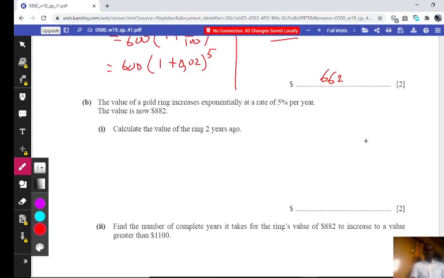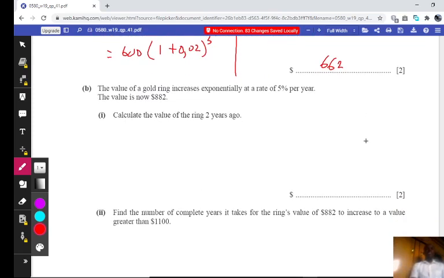Right, next. The value of a gold ring increases exponentially at a rate of 5% per year. The value is now 882. Calculate the value of the ring 2 years ago. So what's the value 2 years ago? This one is the same as part A. You just use the same formula.